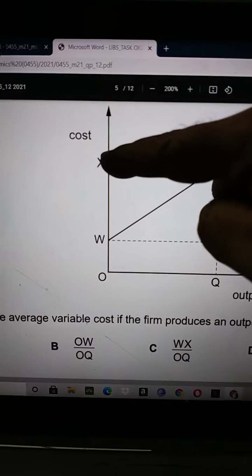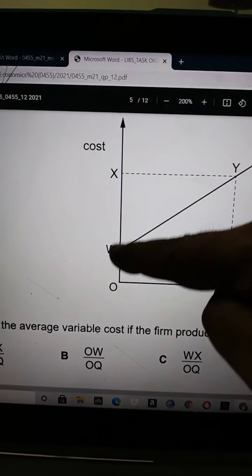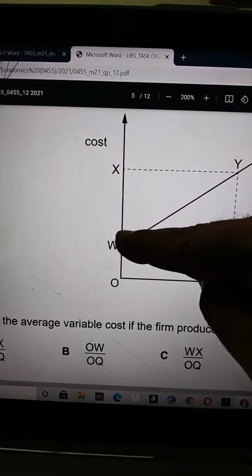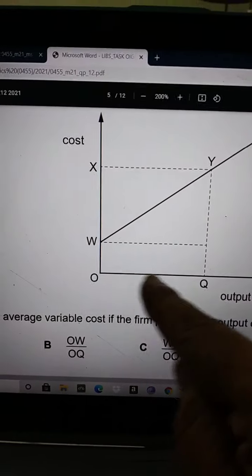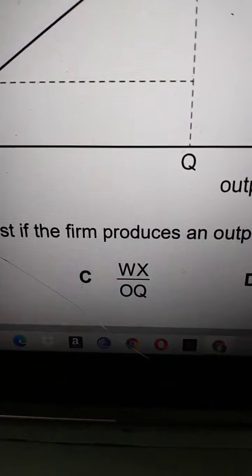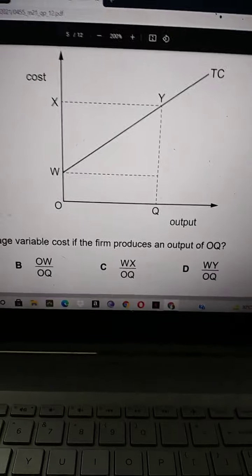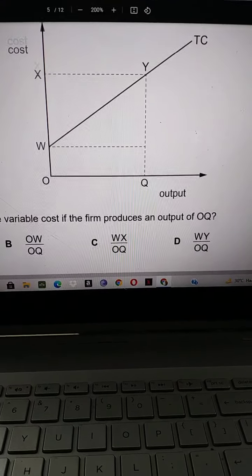So total cost OX minus OW, which was the fixed cost, gives WX, your variable cost. WX divided by the total output OQ. Option C is our answer. Option C. So that is the answer for this question. Option C.